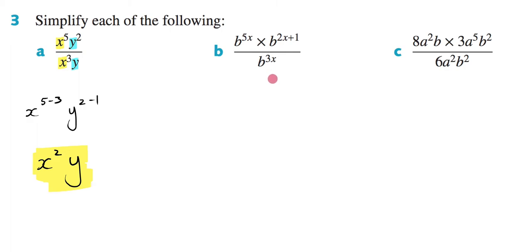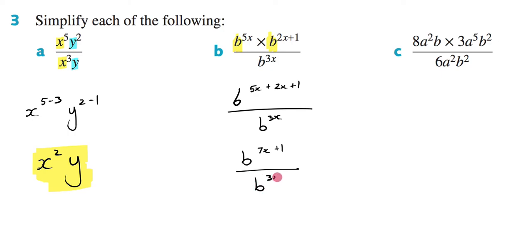What I'm going to do here first is, before I use my law 2, I'll use my law 1. So here I have b is my base and b is my base, so I can add them together. Remembering index law 1 tells me that when I have the same bases and they're multiplying, I can add together my indices. So it's going to be b^(5x+2x+1) over b^(3x). Now, what's that going to be? That's going to be b^(7x+1) over b^(3x).